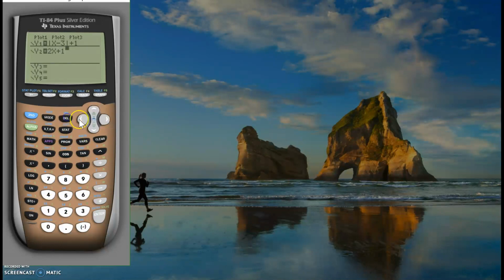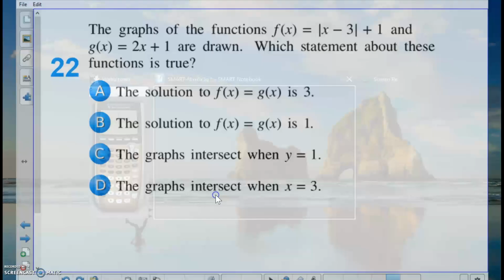I want to get rid of that little piece there too. All right, so the absolute value of x minus 3 plus 1 and 2x plus 1. You get that absolute value by doing math to the right. All right, let me go zoom 6 to get back to a normal looking view. All right, so we have our picture here. We see they're crossing in this spot, and they want to know which of the following is true.